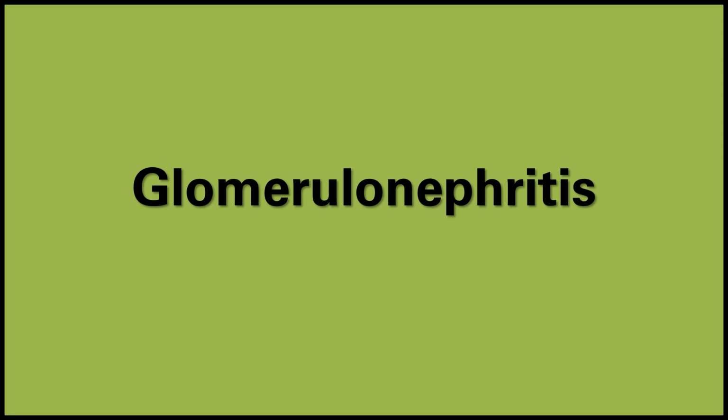Let's start off with the biggest topic first. Glomerulonephritis. This is an inflammation of the glomeruli, the network of capillaries that filters blood. It presents with hypertension, azotemia or high BUN, hematuria, proteinuria, and red blood cell casts in the urine.